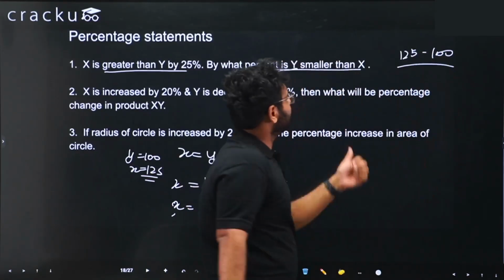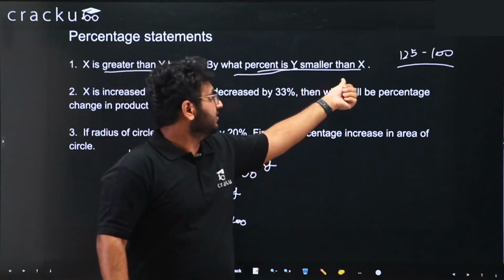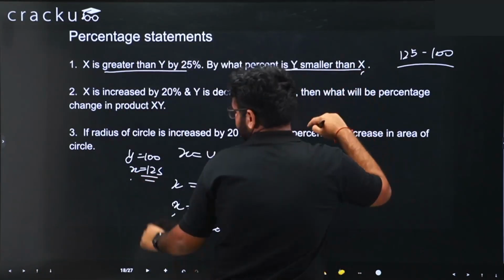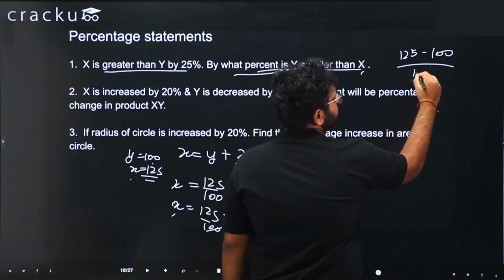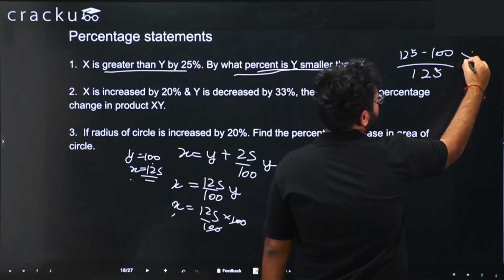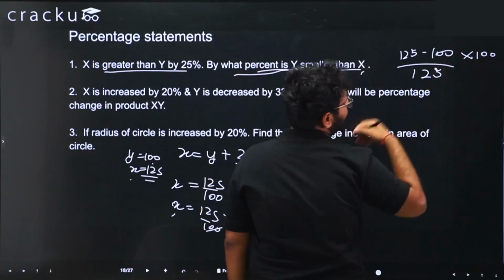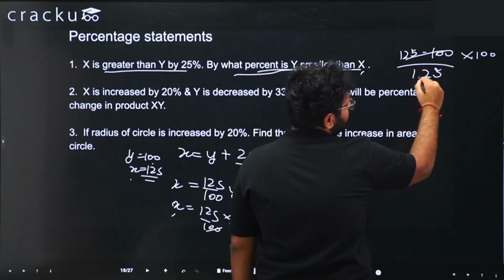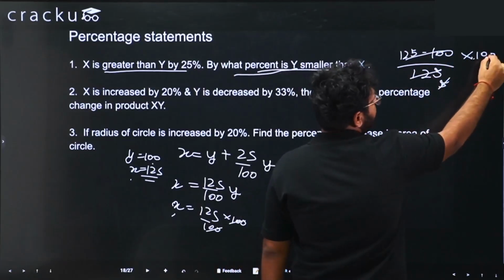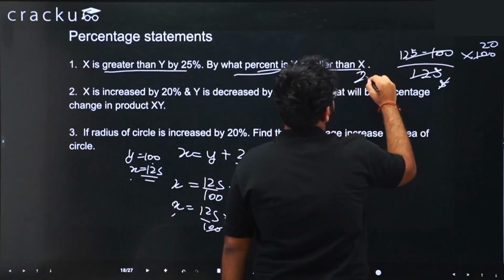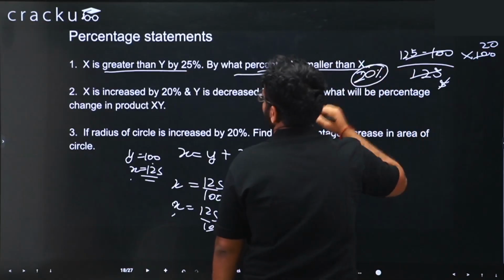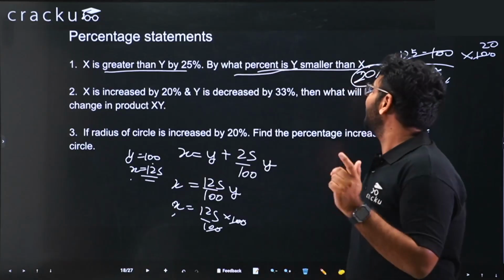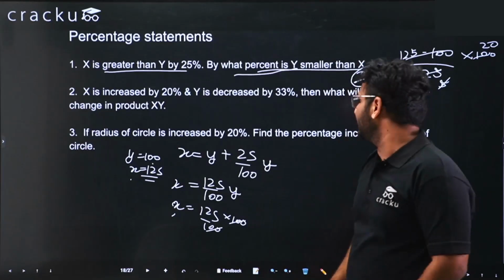And always after 'than' or 'of', whatever is given will come in the denominator. So that is X, which is 125. So 125 minus 100 is 25. 25 divided by 125 is one-fifth. So one-fifth into 100 is 20%. So if X is greater than Y by 25%, then Y will be 20% smaller than X.